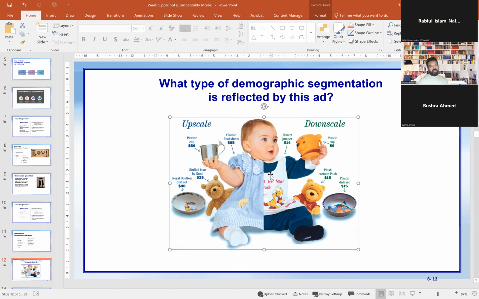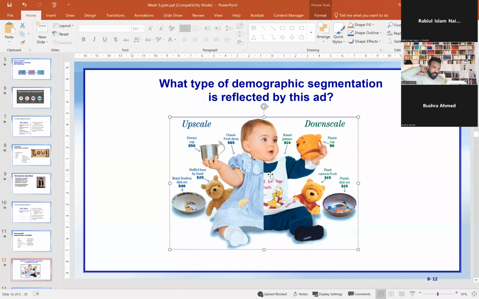Yes. If you consider age as a variable, within that you can have different subcategories, right? Like birth to 2 years, maybe 3 to 4 or 5 years, then 7 to 10, or as many as you can, depending on what the product is. As in this image, we can see this is predominantly for kids.